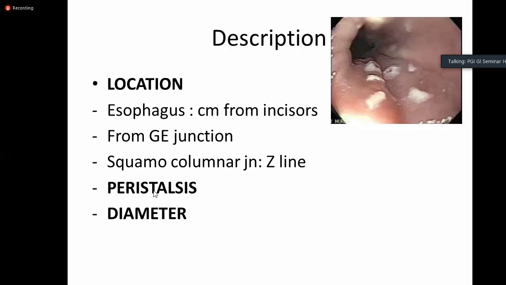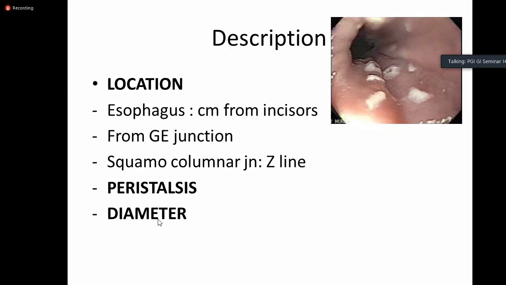But still, in a patient with obstruction, for example, obstruction at lower end, is it a malignant one or just a functional achalasia cardia? Look at the peristaltic activity. Then you look at the diameter of the esophagus. Is it dilated or is it normal?